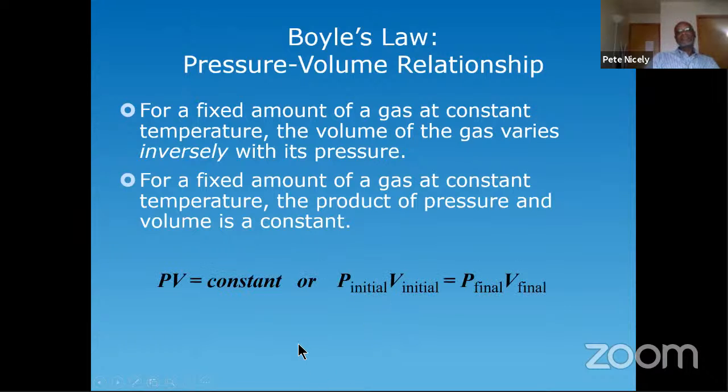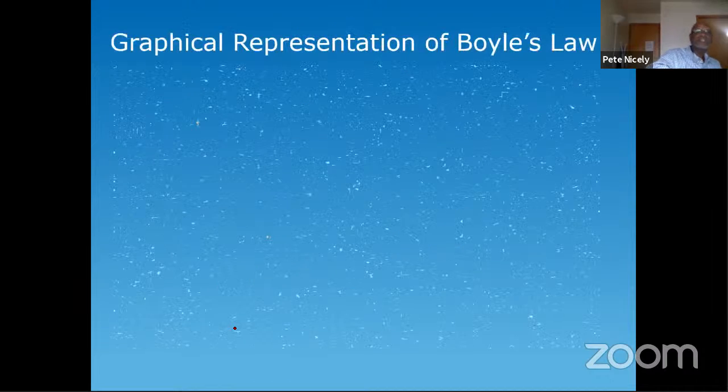So mathematically speaking, we can express it like this. PV is equal to a constant, or P initial times V initial is equal to P final times V final, or as I prefer to express it, P1V1 is equal to P2V2, all right? So that's basically what Boyle's law is saying, right? So what this suggests is that if you, for example, reduce the volume of the gas, then the pressure will be doubled, provided that the temperature and the amount of gas remain fixed. All right? So that's Boyle's law.